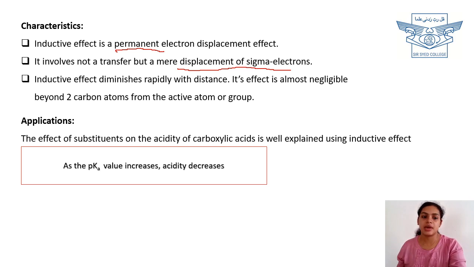The first thing you have to bear in mind in all the examples is that as the pKa value increases, acidity decreases. In the case of inorganic acids, we depict this with the pH value. As the pH value increases, what happens to acidity? Acidity decreases. Likewise, in the case of organic acids, we use the term pKa. It has the same meaning as pH. So as the pKa value increases, acidity decreases.